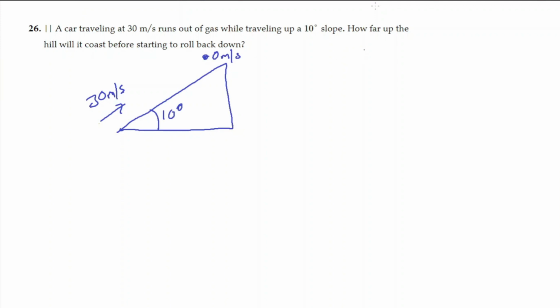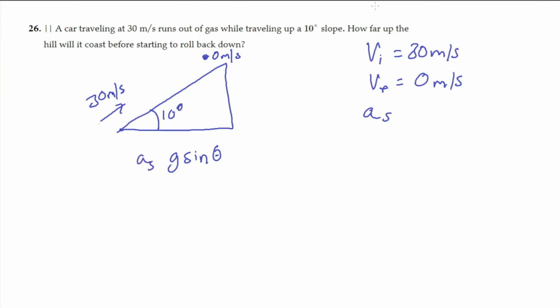So let's write down what we know. We know V initial is equal to 30 meters per second. V final is going to be equal to 0 meters per second. And we know the angle is 10 degrees, so in order to find acceleration, what we should do is plug that into g sine theta to find acceleration.